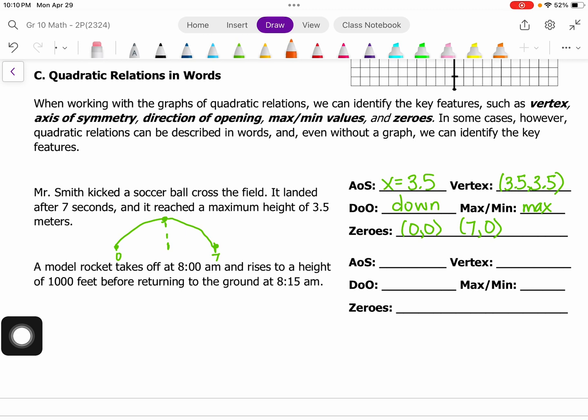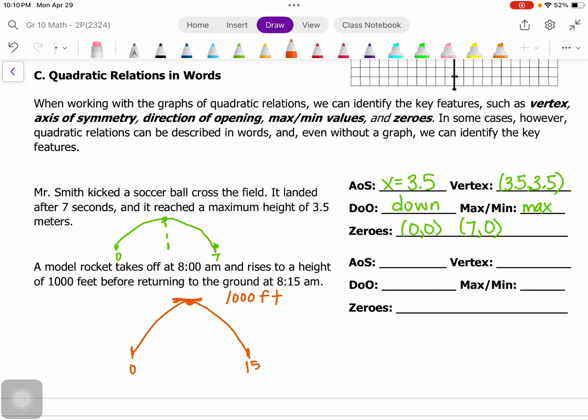A model rocket takes off at 8 a.m., rises to a height of 1,000 feet before returning to the ground at 8:15. So we can call this time is equal to 0, and this is time is equal to 15 minutes. So from 8 o'clock to 8:15, that is 15 minutes later. Now this height here is 1,000 feet.